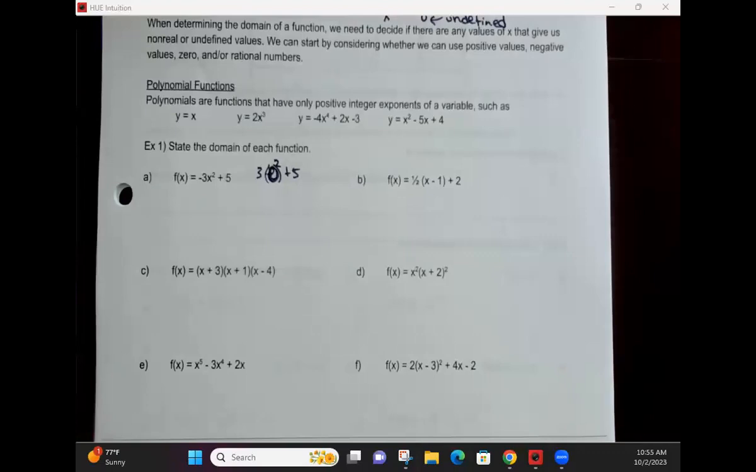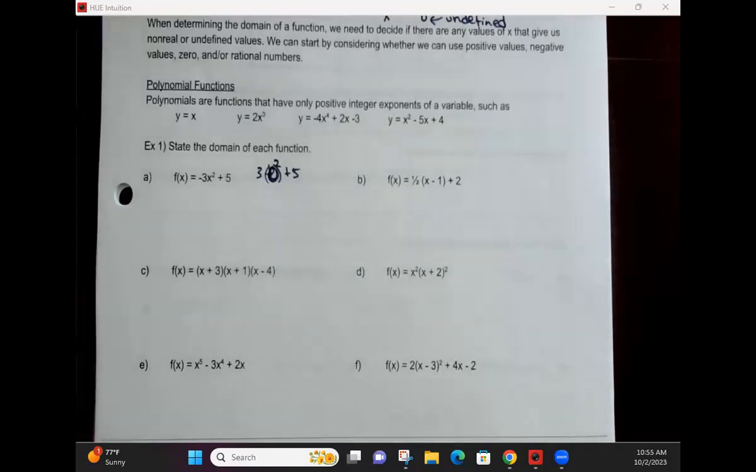Could I use a fraction? Could I plug in a half for x? Sure. I mean, do I want to plug in a half for x? Probably not. But could I? Yeah. I'm not going to get anything undefined. I'm not going to get anything that's non-real. I can plug in any value that I want for x.